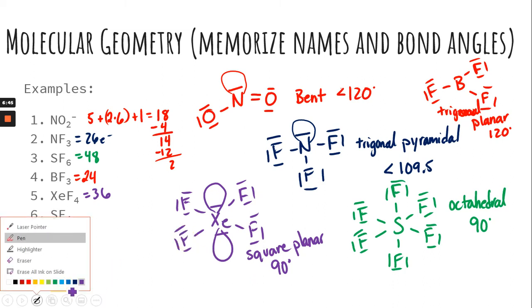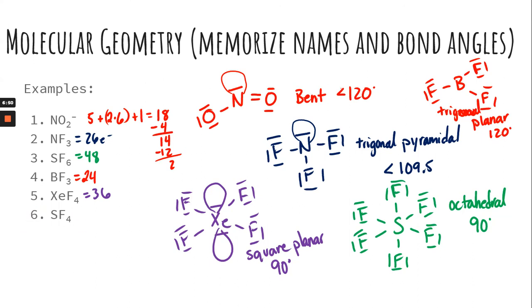SF4 will be our last one here. Fluorine has 7 valence electrons, and then sulfur has 6, so that's a total of 34. Sulfur goes in the middle. We bond our 4 fluorines around. There we go. So we've used 32. That leaves 1 pair, or 2 electrons, 1 lone pair that the sulfur would then have.